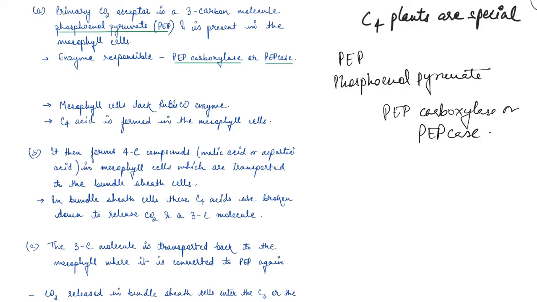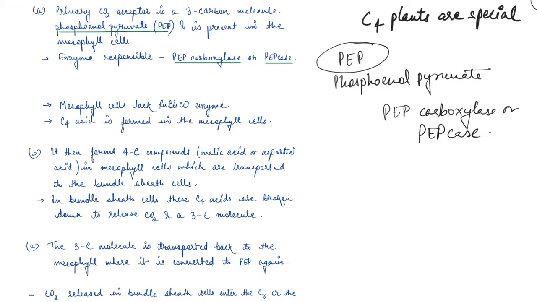So, in the Calvin cycle, the C3 molecule was being formed directly. Here, it is getting formed from C4 to C3, right? So now we have the C3 molecule, which is again transported back to the mesophyll where it is converted to the first product, the primary carbon dioxide acceptor, again, which is phosphoenol pyruvate.